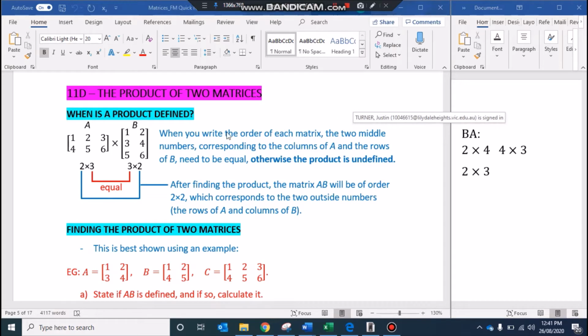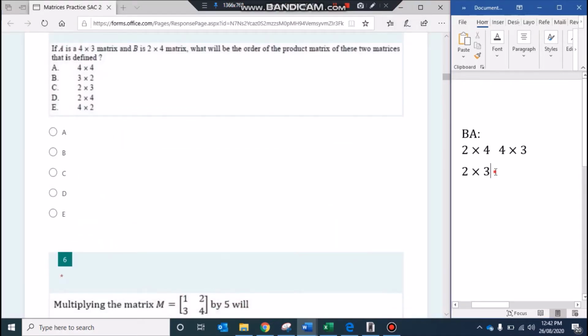And if we check our notes at 11D, looking at the product of matrices, we see this is where we find it in the notes. The two inside numbers are equal. Therefore, the product is defined, and it's got an order of the two outside numbers. So in our case here, BA will be a 2 by 3 matrix, which is option C.